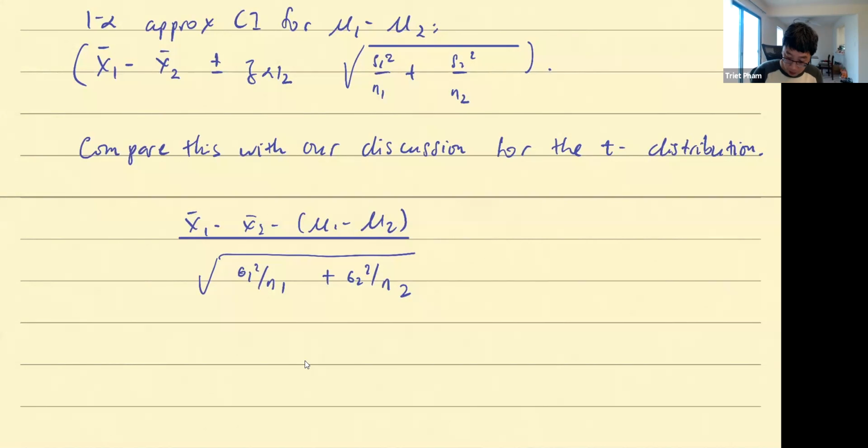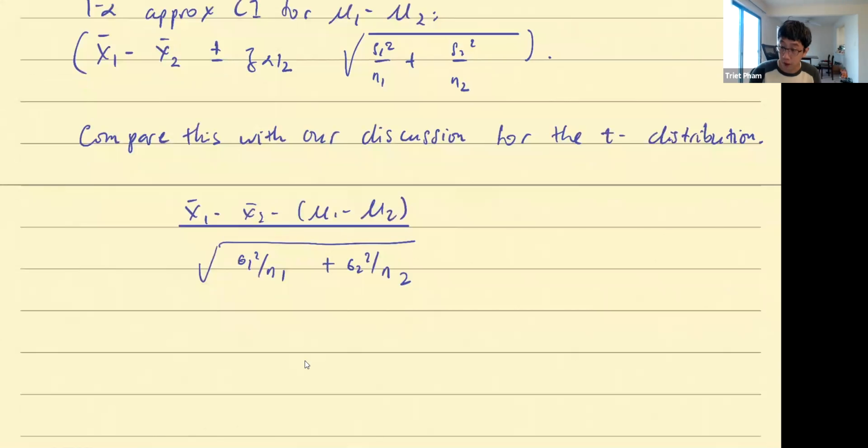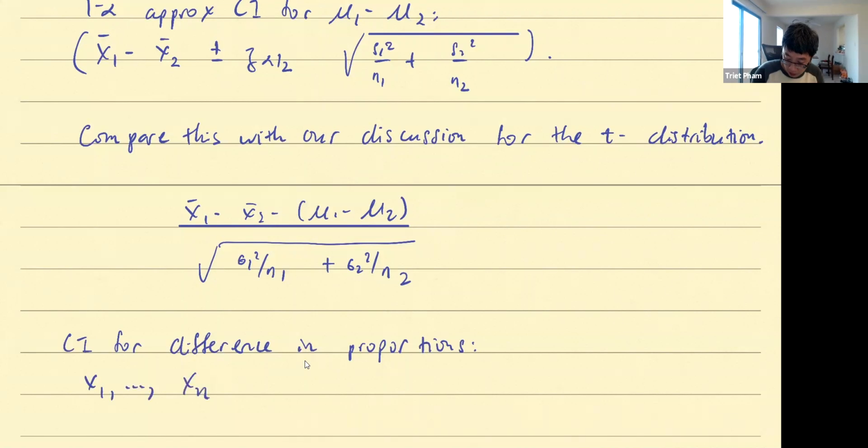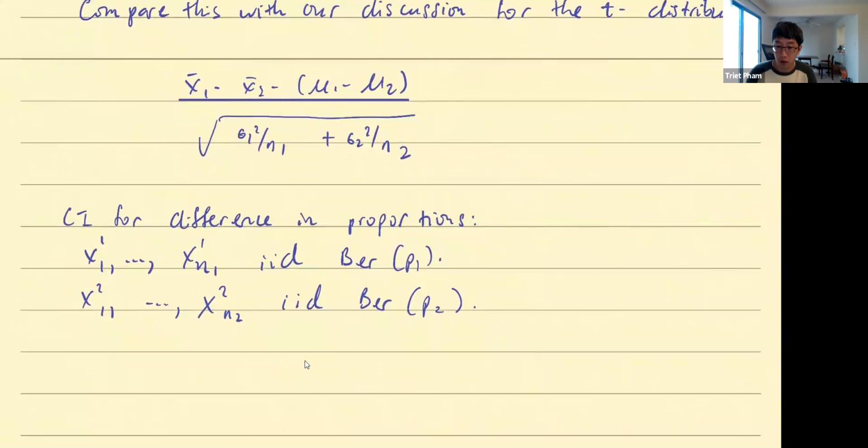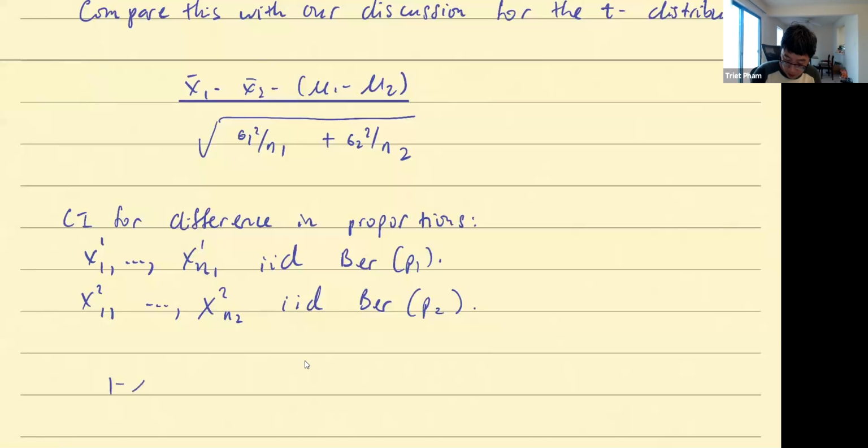So finally, let's talk about the approximate confidence interval for the difference in proportions. And again, this is an approximation. So x11 up to x1n1 are IID Bernoulli p1, and x21 up to x2n2 are IID Bernoulli p2. All right. Anyone care to guess what the 1 minus alpha approximate confidence interval for p1 minus p2 is?